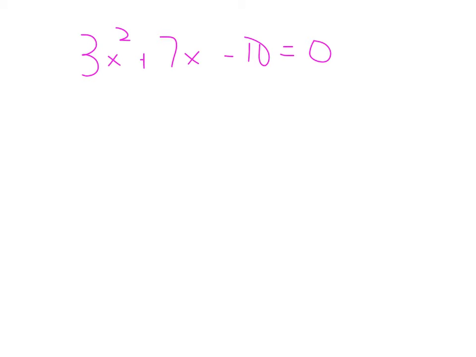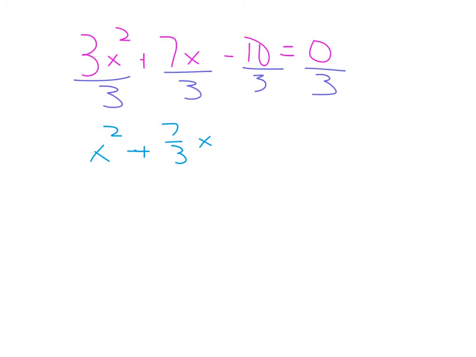So I'm going to make that happen. I'm going to divide everything by 3. So divide by 3, divide by 3, divide by 3. For consistency, I'll divide by 3 over there. So that's going to give me x squared plus 7/3 x minus 10/3 equals 0. All right, let's keep rolling.